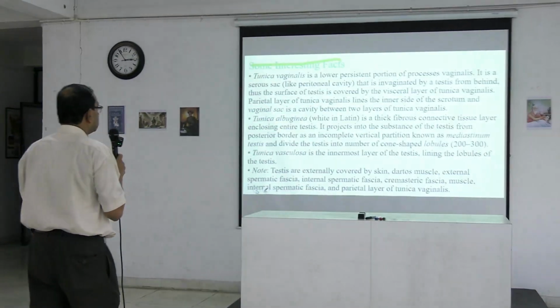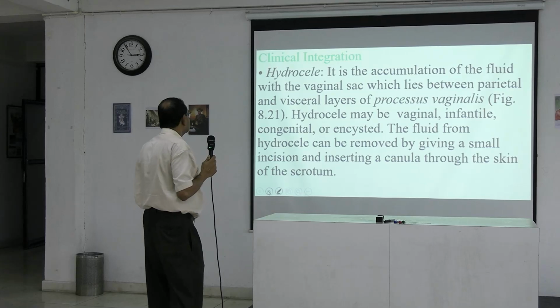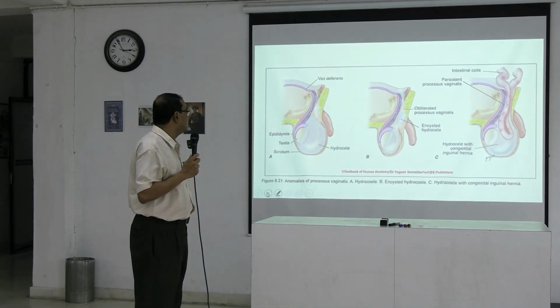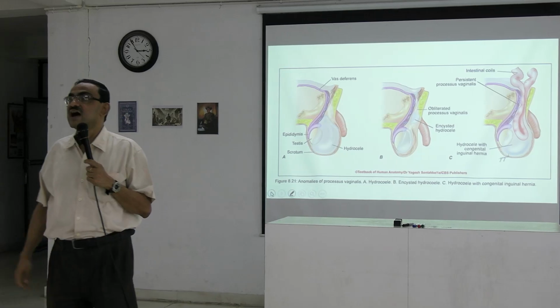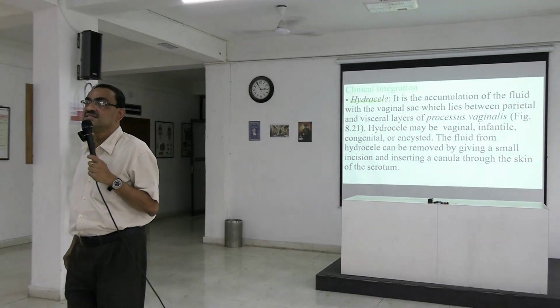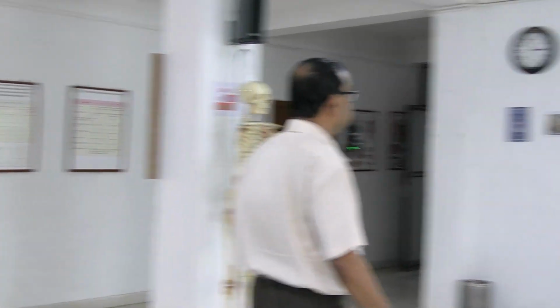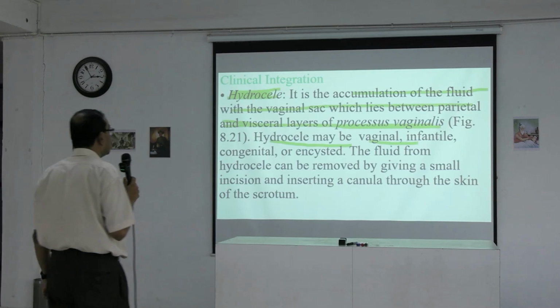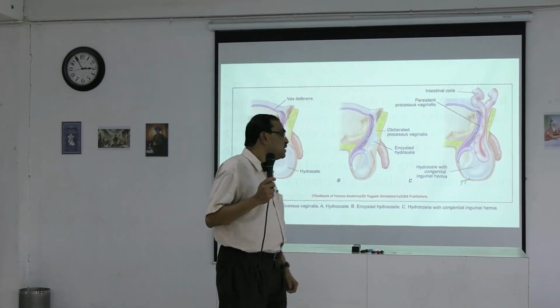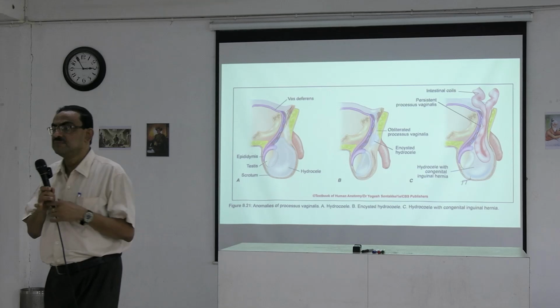Now what is clinical anatomy? That is hydrocele. When there is a collection within the tunica vaginalis, it is called the hydrocele. Okay, there are several types. I am not going into detail. The infantile type, congenital type, we have already covered during our discussion of the inguinal canal. Okay, remnant of processus vaginalis.